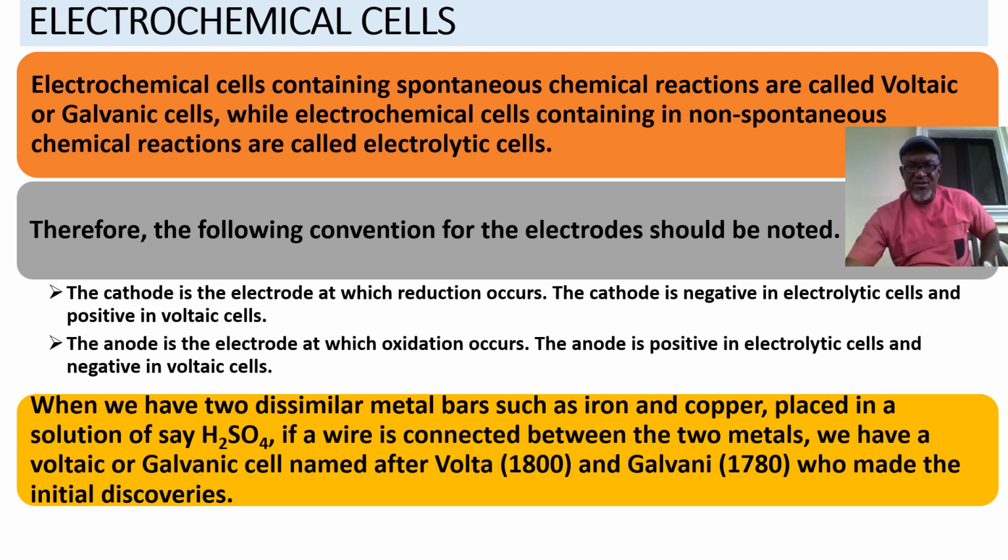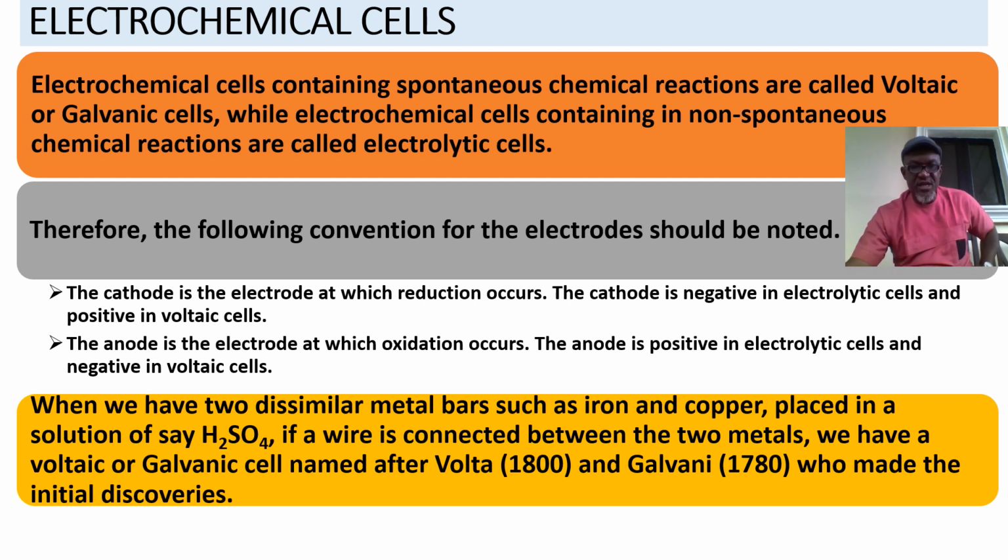The cathode is the electrode at which reduction occurs. The cathode is negative in electrolytic cells and positive in voltaic cells. Remember, electrochemical cells are like the opposite of electrolytic cells. In electrochemical cells, there is a spontaneous chemical reaction which produces the current. But in electrolytic cells, we now use an external power to cause that reaction. So it's kind of in reverse. We'll also see what happens when we look at reversibility of reactions or reversibility of cells.